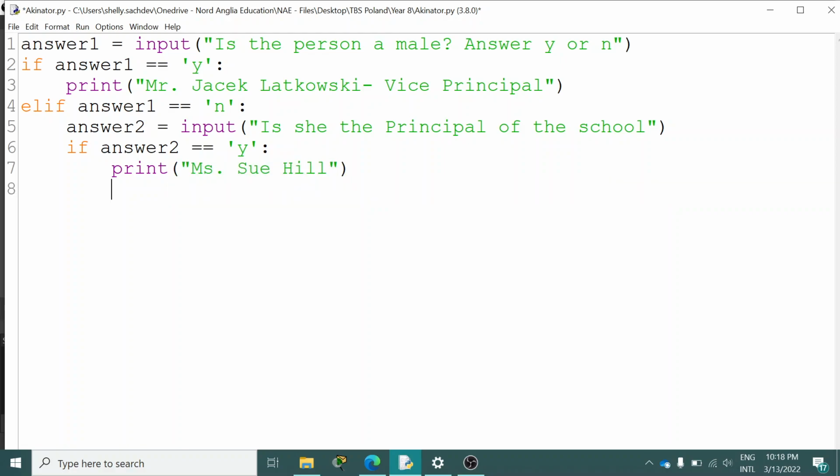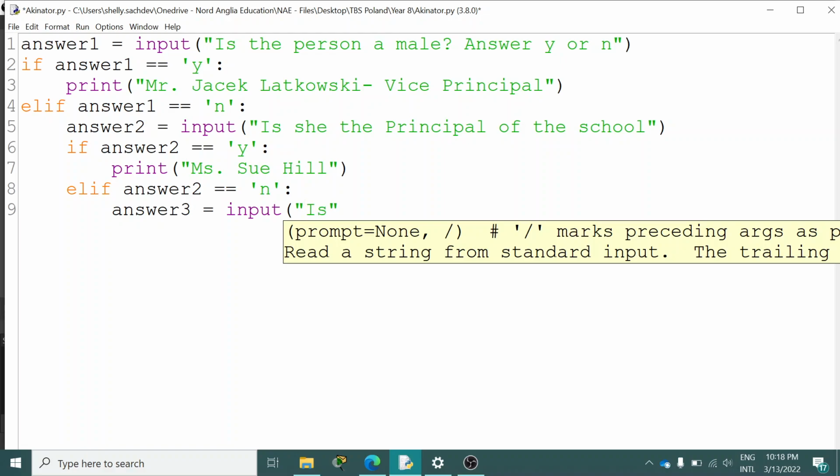Okay, but what if answer 2 was a no, which means she is a female, yes, but she is not the principal of the school. Okay, so then I will have to ask further question to ask, is she the head of primary?